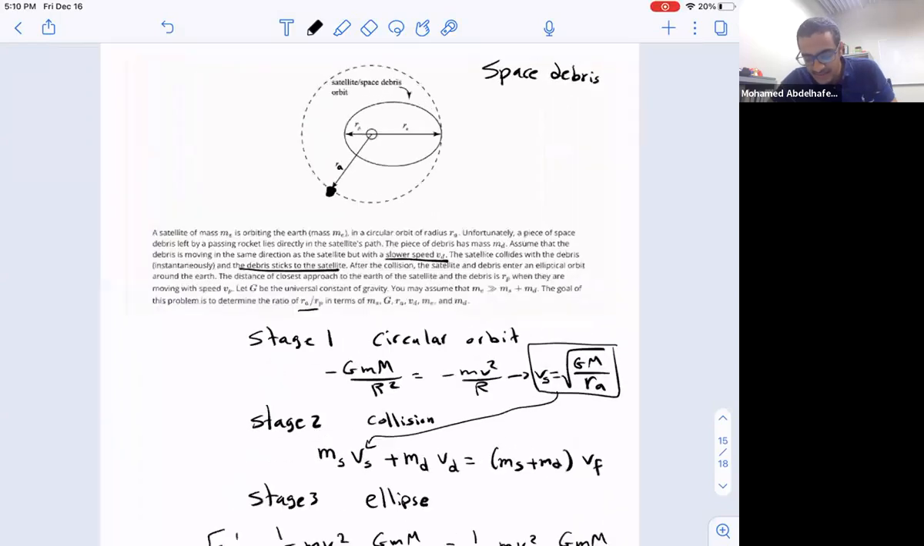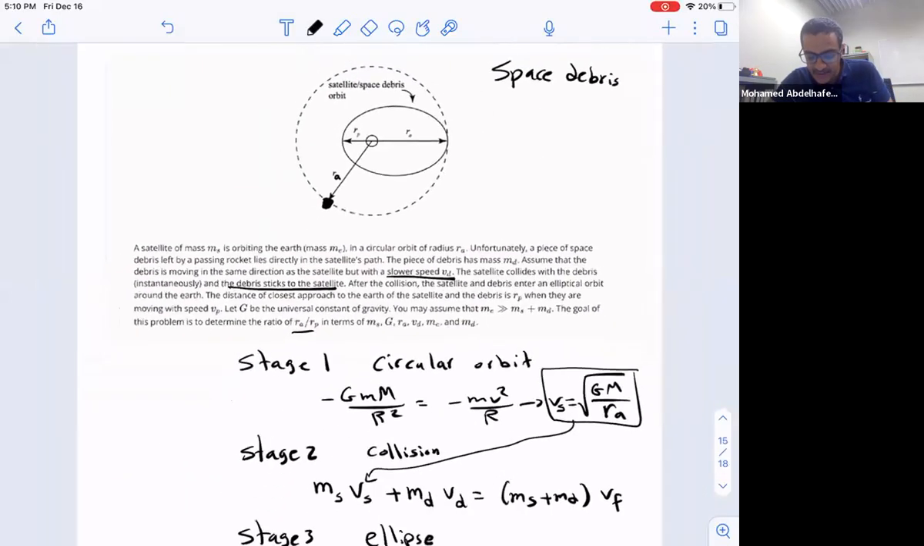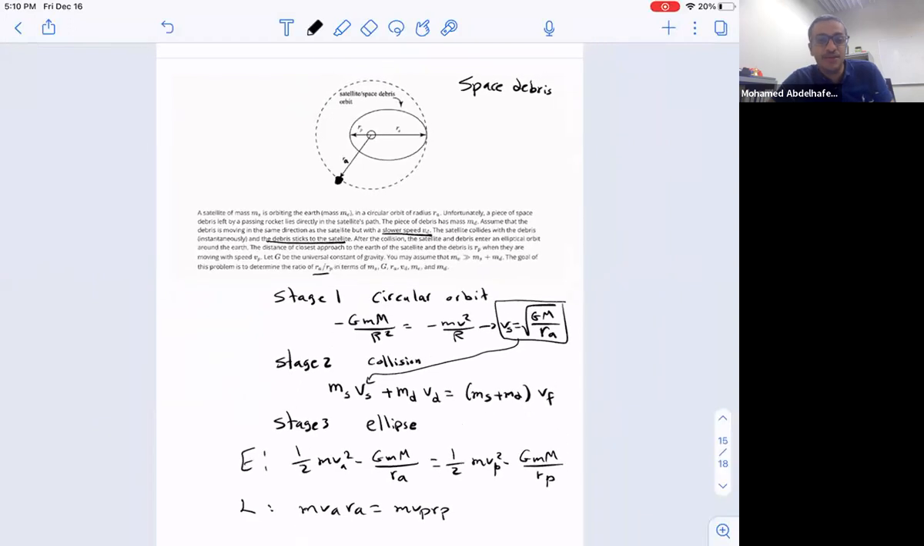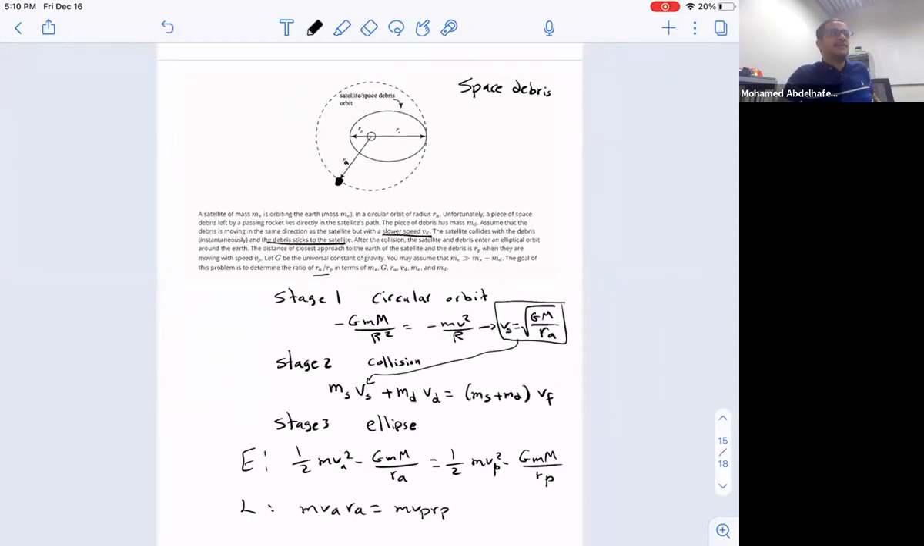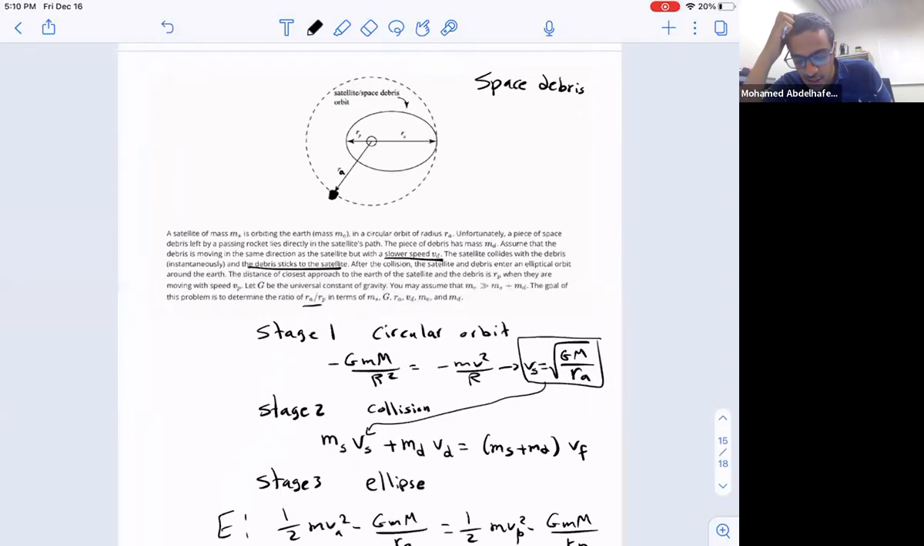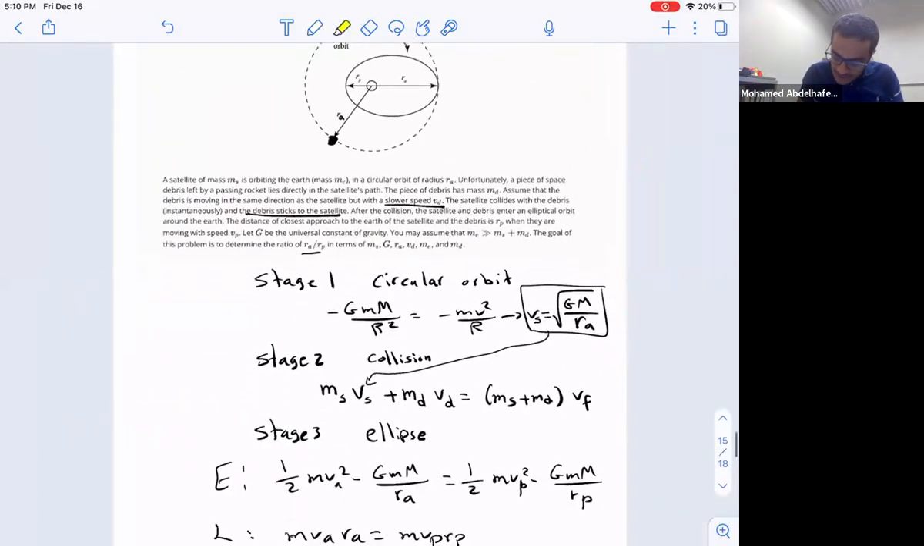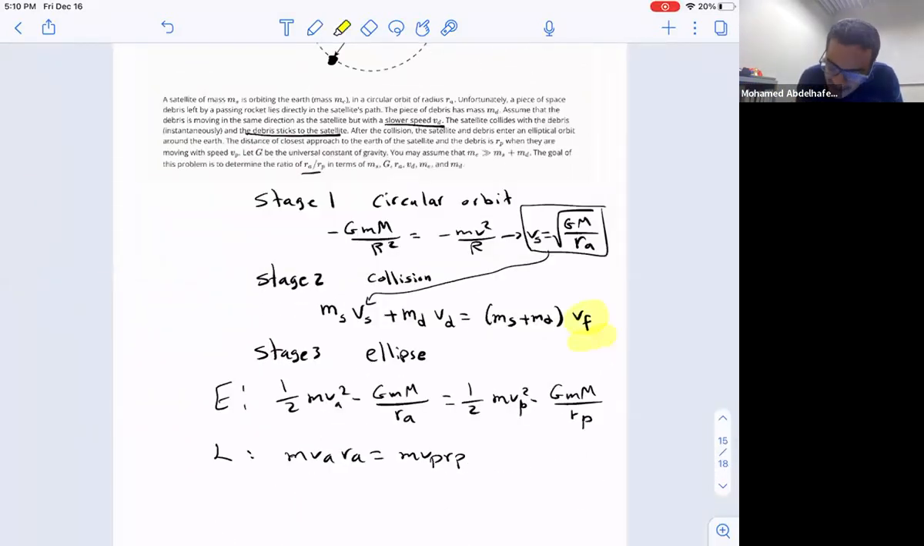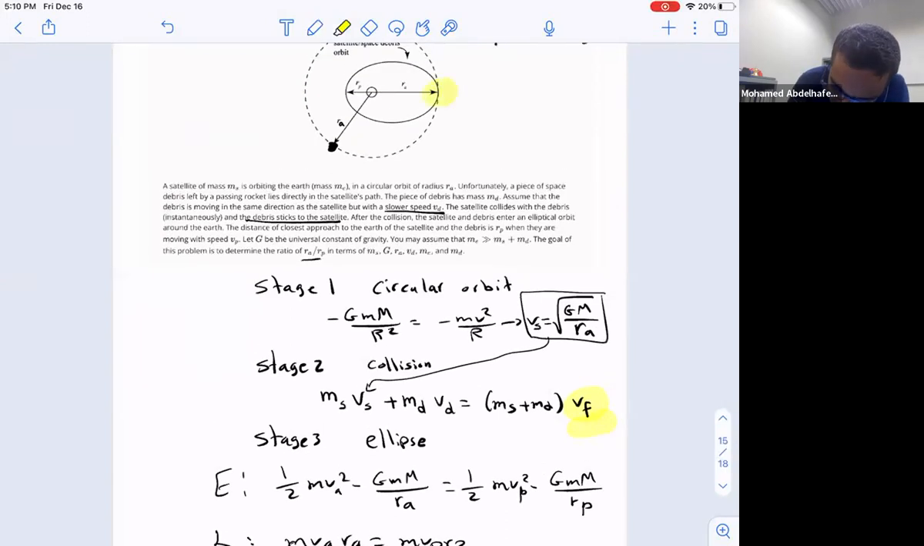Okay, so what are the two things? Remember in the ellipse, I told you that basically you know two things and you're solving for the other two from the two radii and two velocities. Let's see which two we know here. We know the speeds. We just solved for V final. That is the velocity right after the collision, the speed at this point in the orbit. And we know that radius as well, because that's just the radius of the circle.